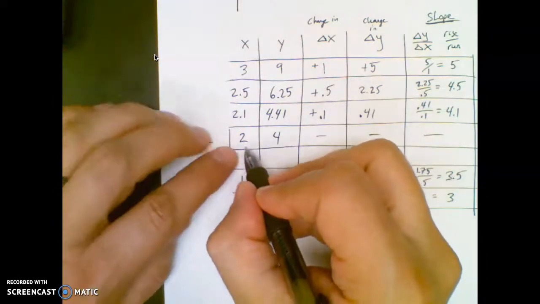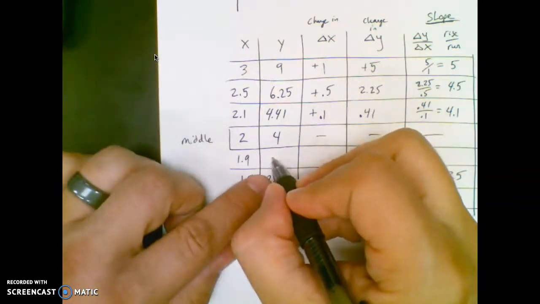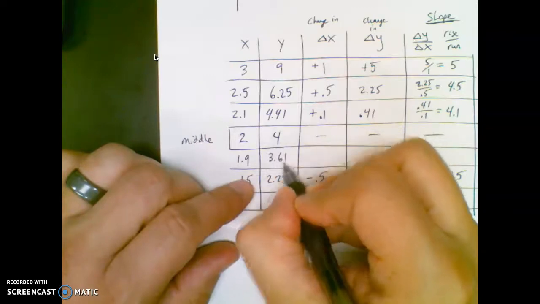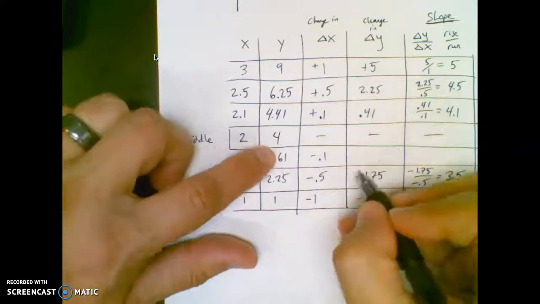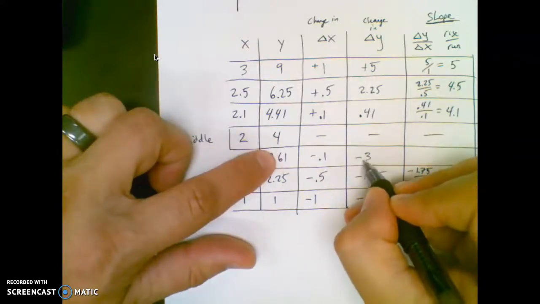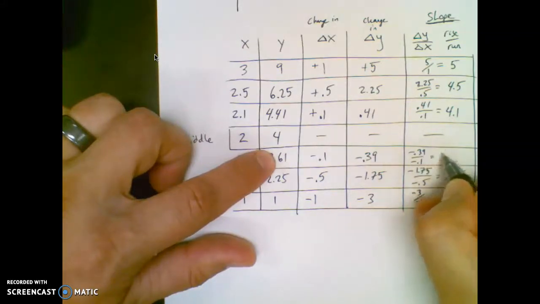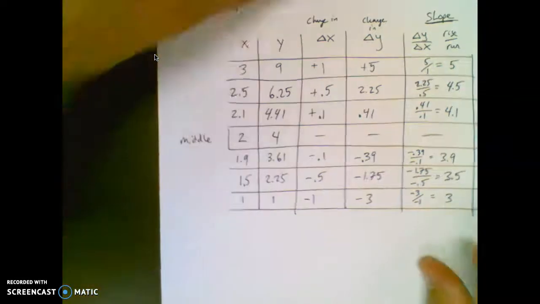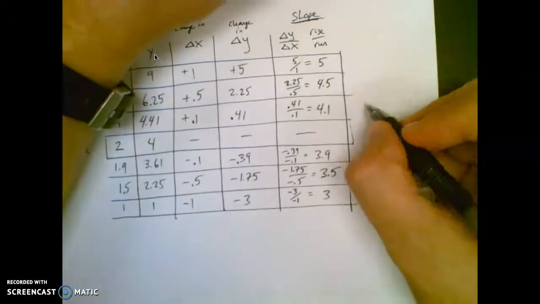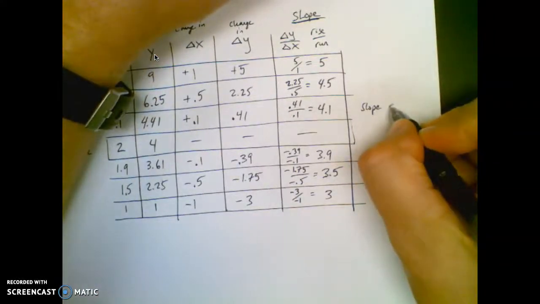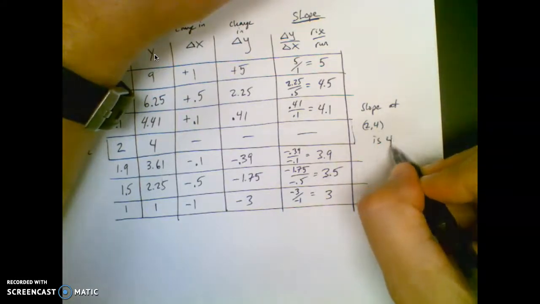And last but not least, if I go just barely below this, 1.9, then I plug that in and you get 3.61 when you square it. So how much did x go down? Down 0.1. How much did y go down? Down 0.39. And you get a slope of 3.9. I think you can tell what we're squeezing in on. The slope at that specific point, the point 2 comma 4, is 4.